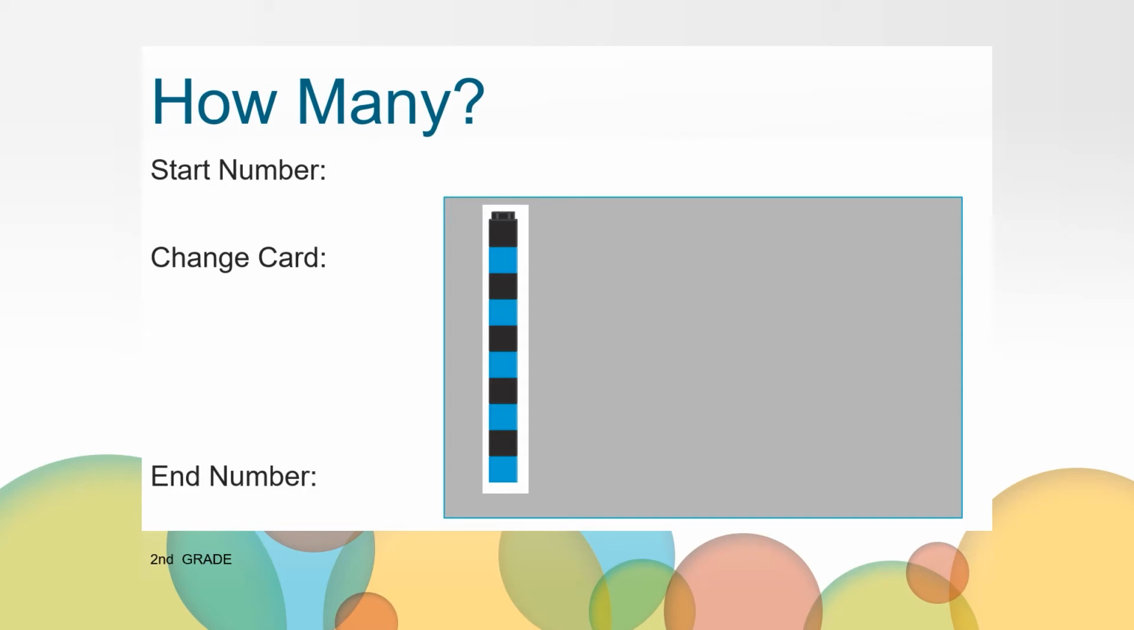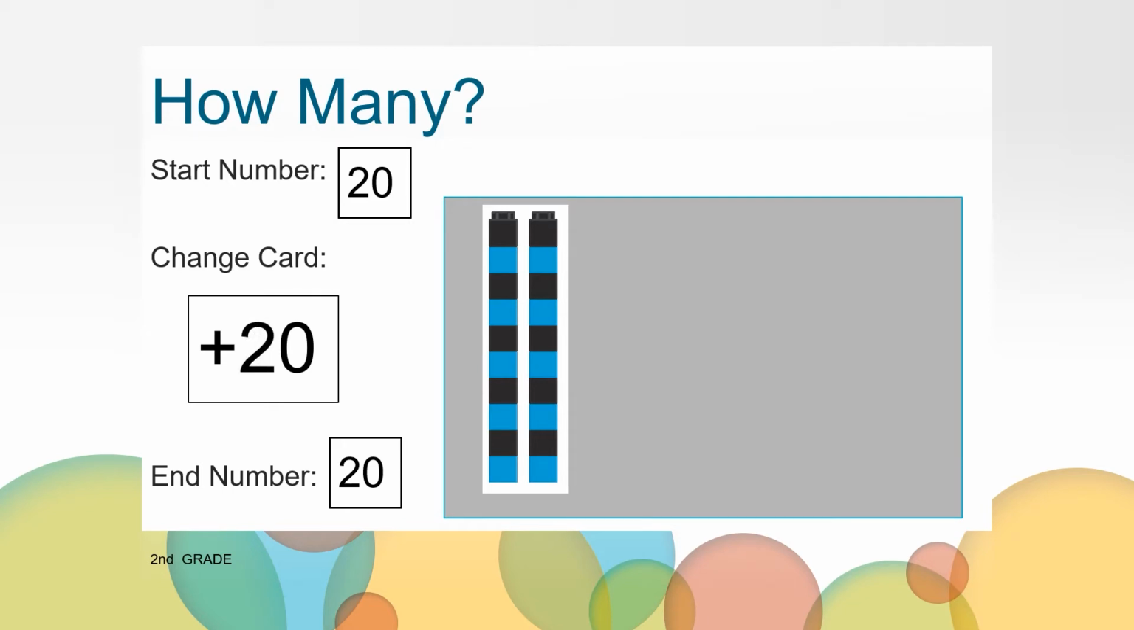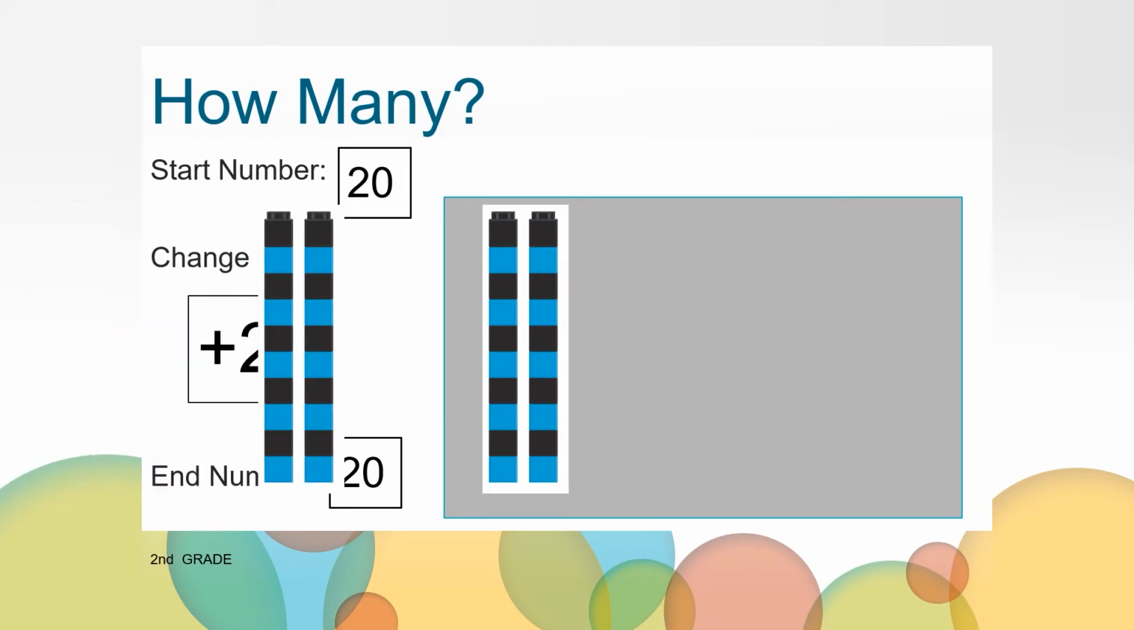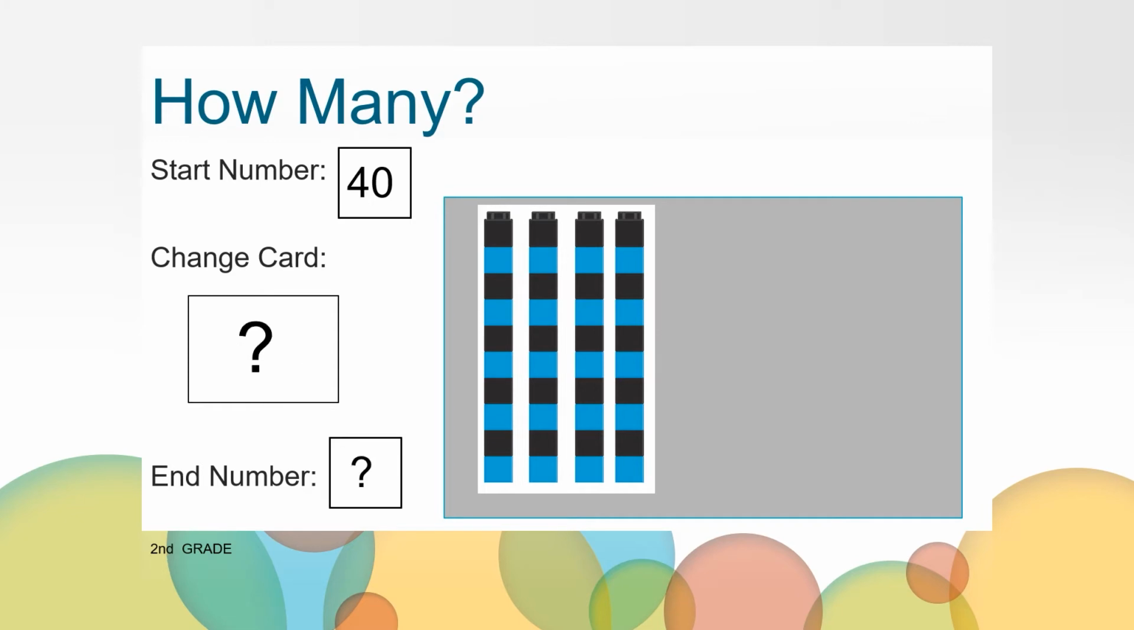All right, our start number is 10. We are going to change by adding 10. So what will be the ending number? Added 10, so our end number is 20. Let's do some more. Now our start number is 20. We're going to add 20. So our end number is 40. How did you do? Let's keep going.